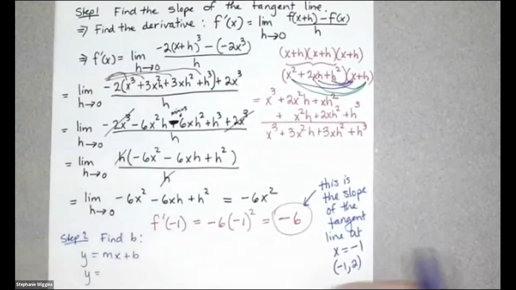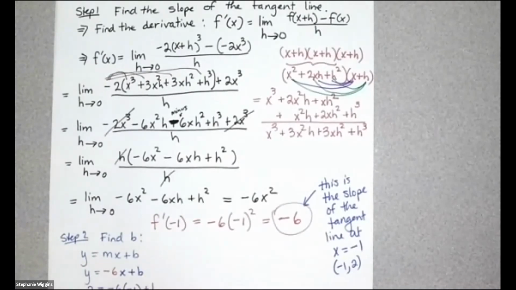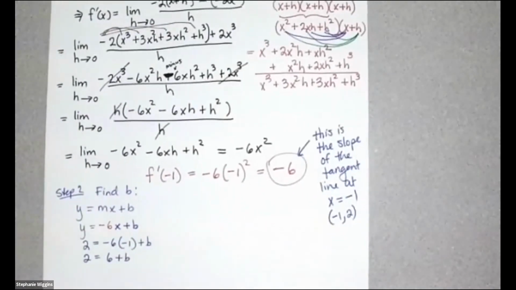So y equals, I'm just going to write that in red to highlight the fact that I found it in this step. y equals negative 6x plus b. So now I just take this point and plug it in for x and y, and that gives me 2 equals negative 6 times negative 1 plus b. So I have 2 equals 6 plus b. Sorry about that. So we're going to subtract 6 from both sides, and we get b is equal to negative 4.